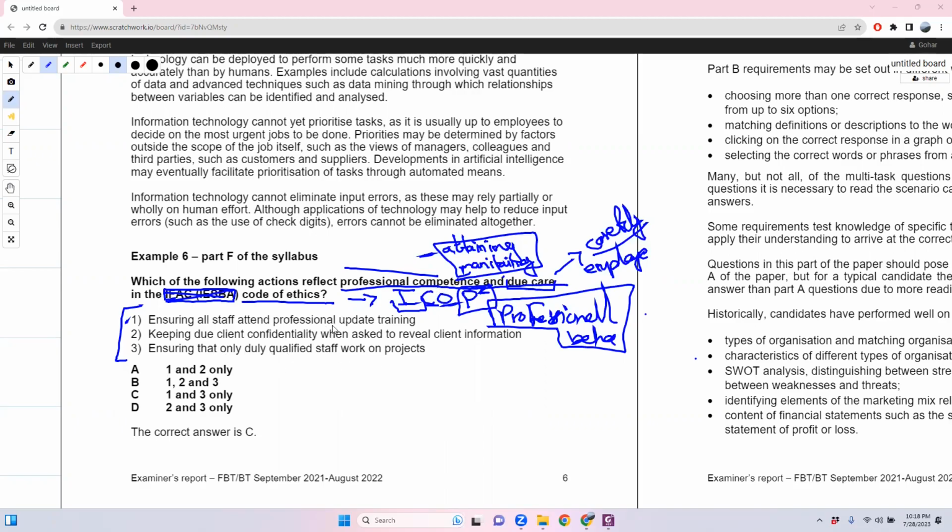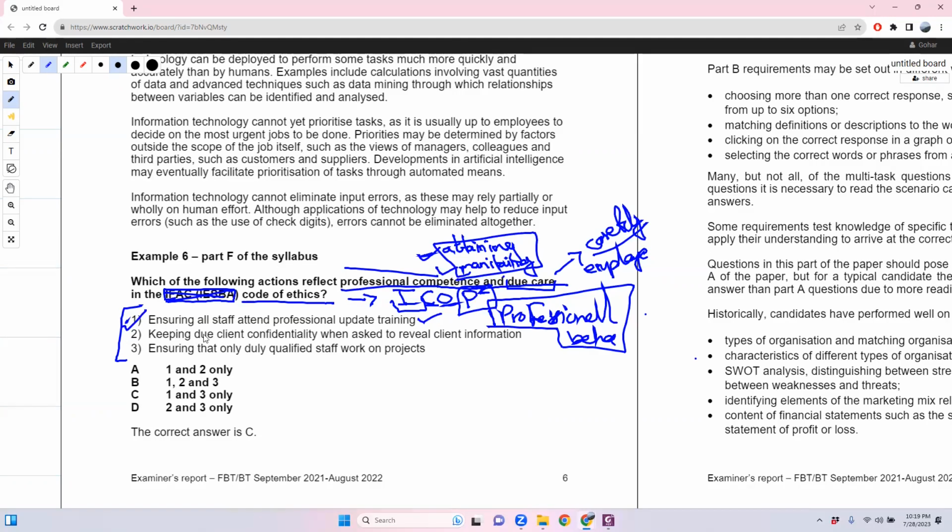So which of the following meet the definition of professional competence and due care? First of all, option number 1, ensuring all staff attend professional update training. Yes, this meets the definition because we are giving knowledge to our employees and they are attaining knowledge, or many of the employees might be maintaining knowledge by gaining something updated. This meets the definition of professional competence, so this is the correct option.